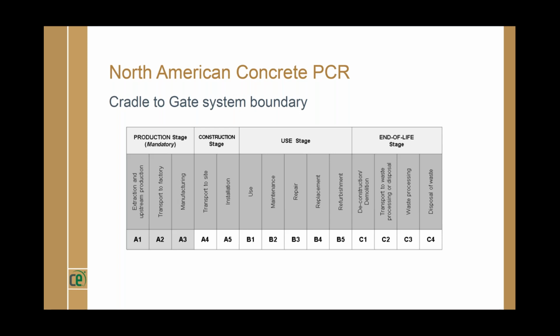This means that for concrete EPDs, the production of all materials used in the concrete, A1, is included, plus the transportation of these materials to the concrete plant, A2, and finally the energy required to manufacture the concrete, plus waste and emissions produced, A3. You see that the rest of the life cycle is not included. So the EPDs produced can basically be considered the embodied carbon of the concrete in the building.